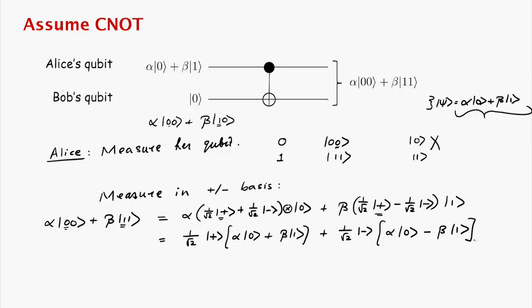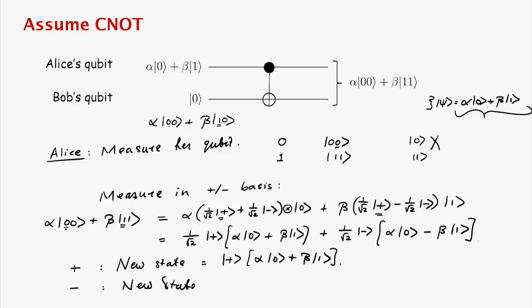So what's this telling us? If Alice measures her qubit in the plus minus basis, then if she measures plus, the new state is plus alpha 0 plus beta 1. And if she measures minus, then the new state is minus alpha 0 minus beta 1.